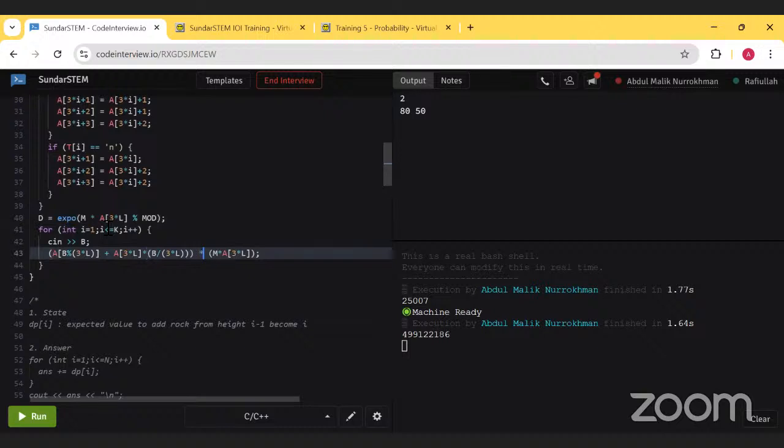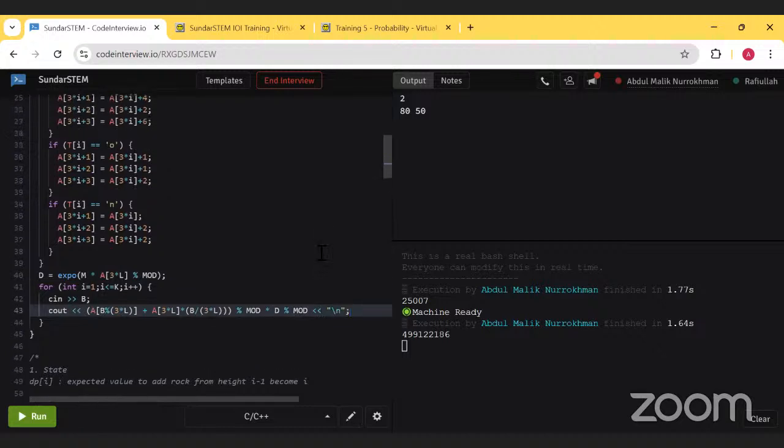Okay, for that we can just multiply it with t, and then a is small and this is also small, but the value here may be greater, so we have to modulate first. So this is the final formula.